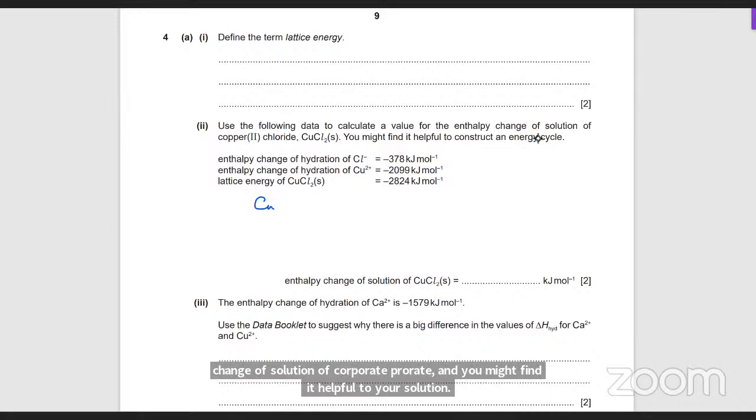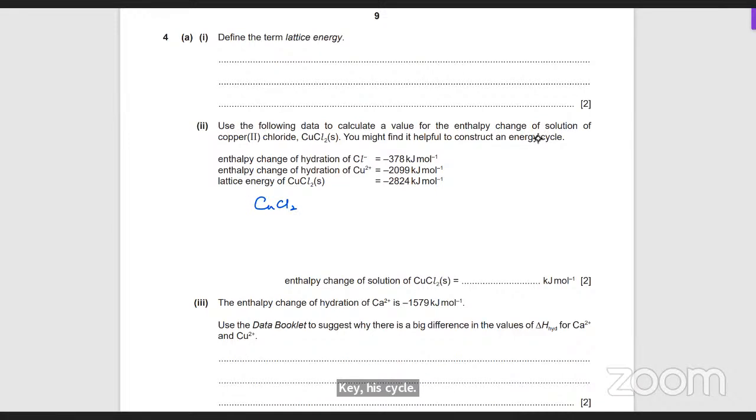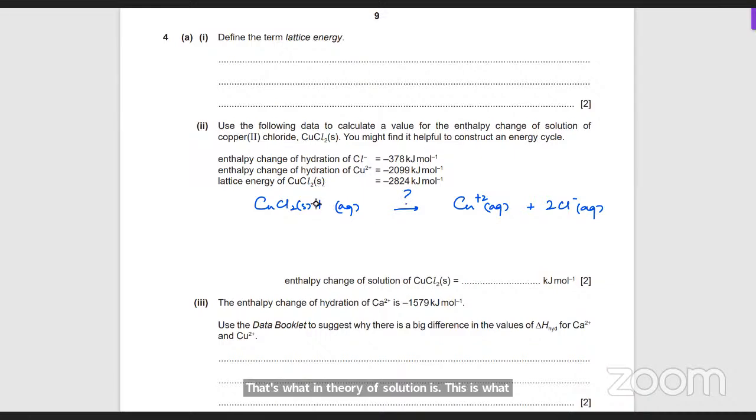What is enthalpy of solution? It's when 1 mole of solid dissolves and dissociates into aqueous ions. That's what enthalpy of solution is. This is what you're looking for. Enthalpy change of solution has two steps. You break the lattice first.